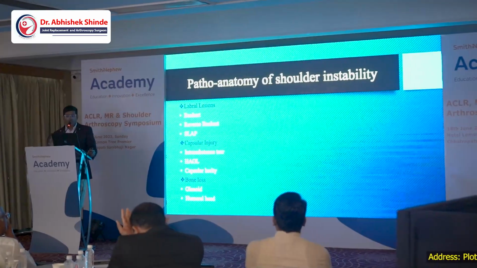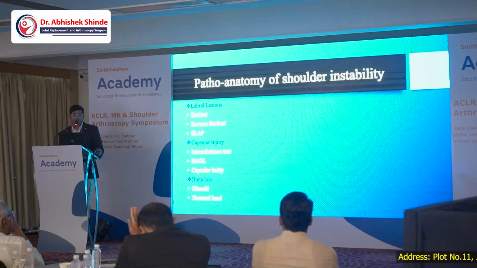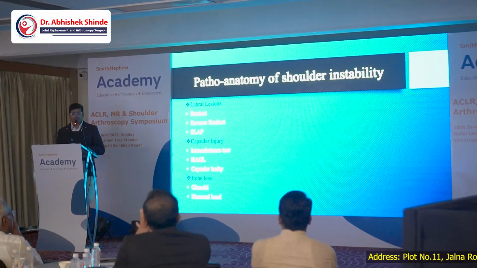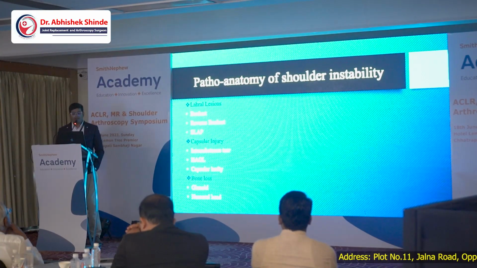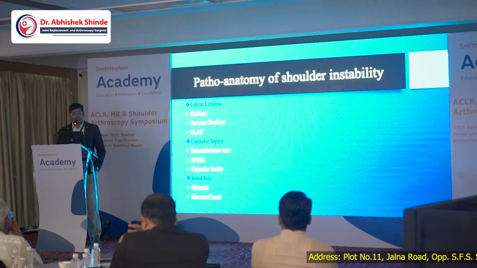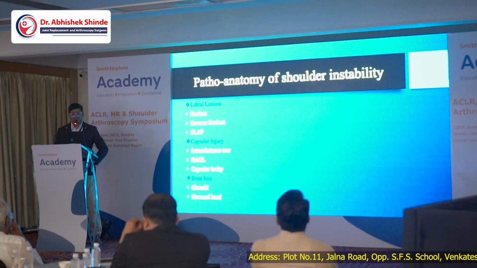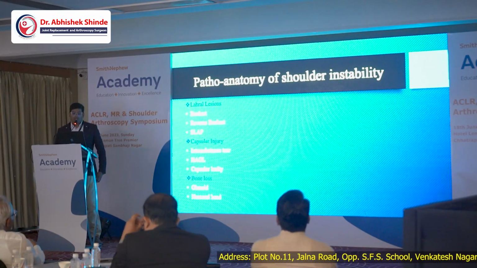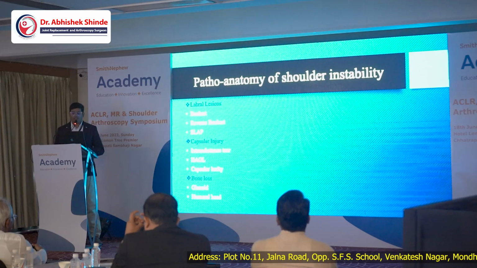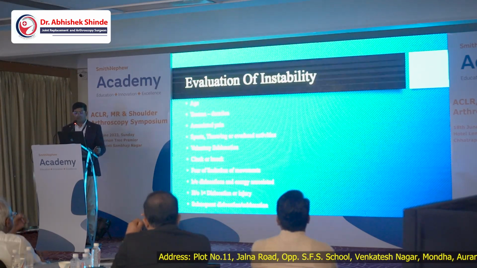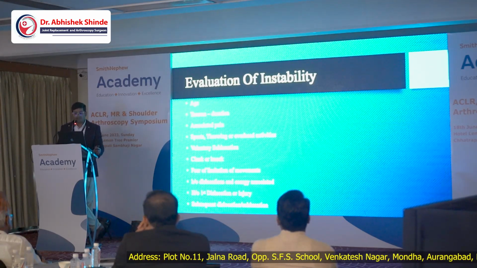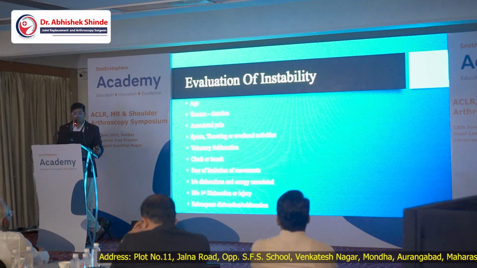The pathoanatomy of shoulder instability is divided into labral lesions or capsular lesions. Labral lesions include Bankart, reverse Bankart, or SLAP. Capsular lesions include intramuscular tear, HAGL lesion, and capsular laxity, and there is bone loss either on the glenoid side or on the humeral side. So when you see a patient with instability, you have to evaluate.